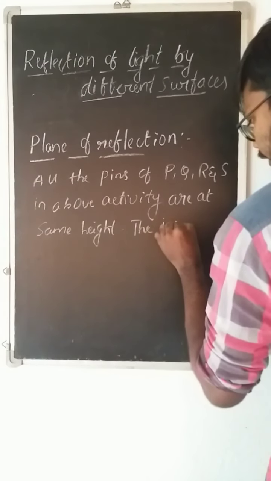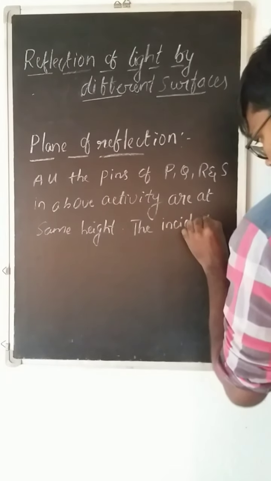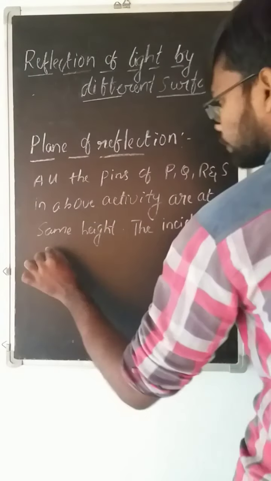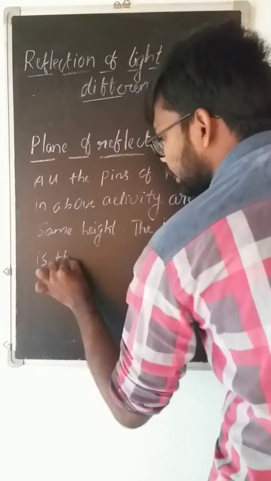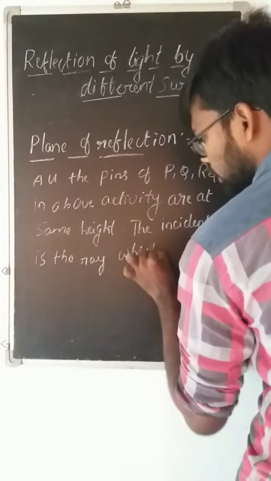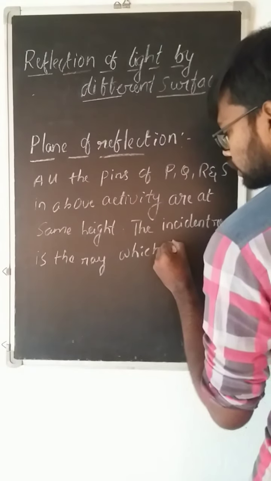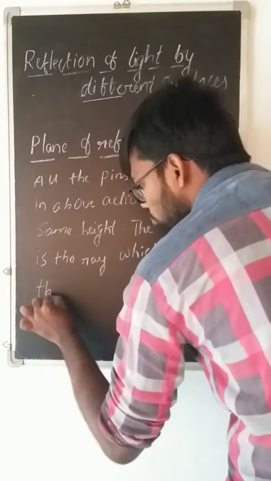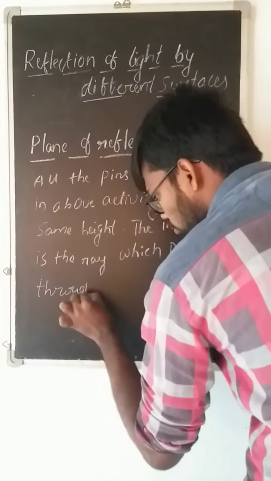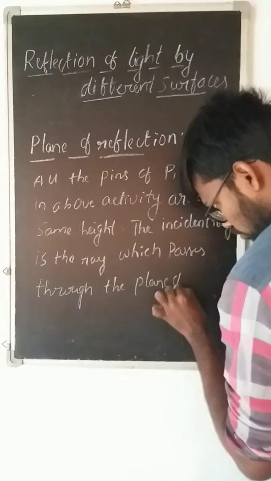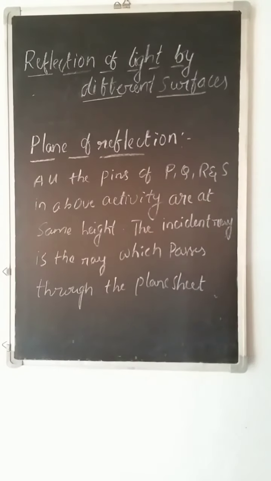The incident ray is the ray which passes through the plane sheet. Okay, now.